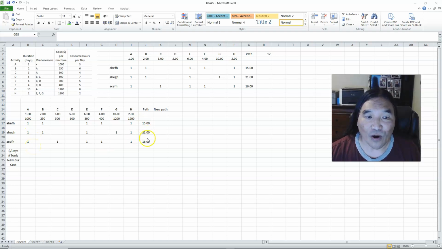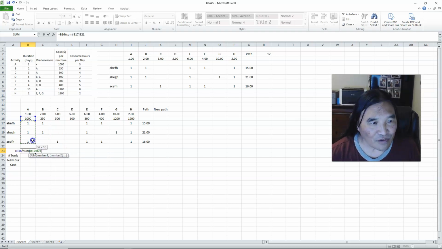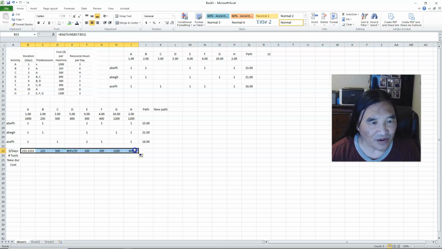And considering all of them are above the critical path value, I need to start focusing on making changes. So the way to do it is look at how many dollars is it going to cost me? What is it going to impact? So that's 1,000 divided by the sum of the number of tools it's going to impact. I should say number of days. And so if I take this, and then I just drag it across.